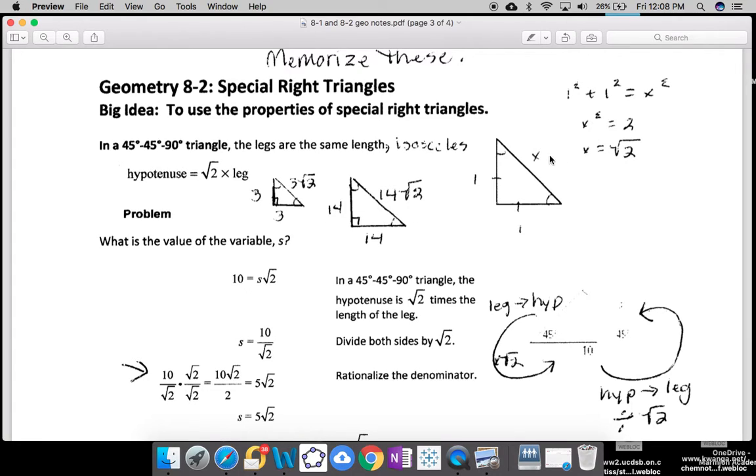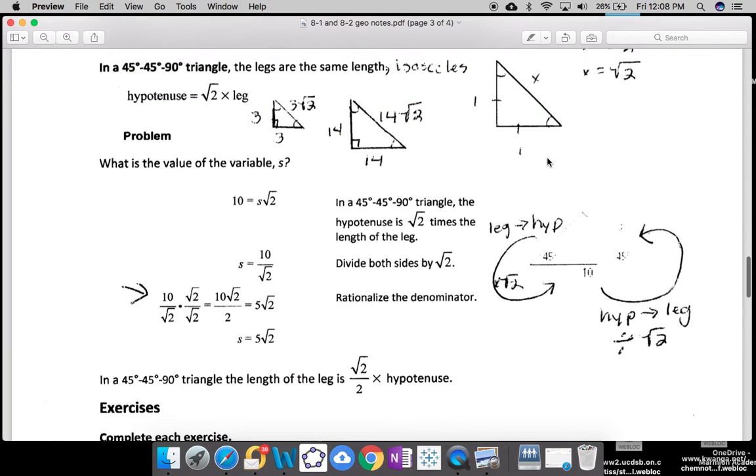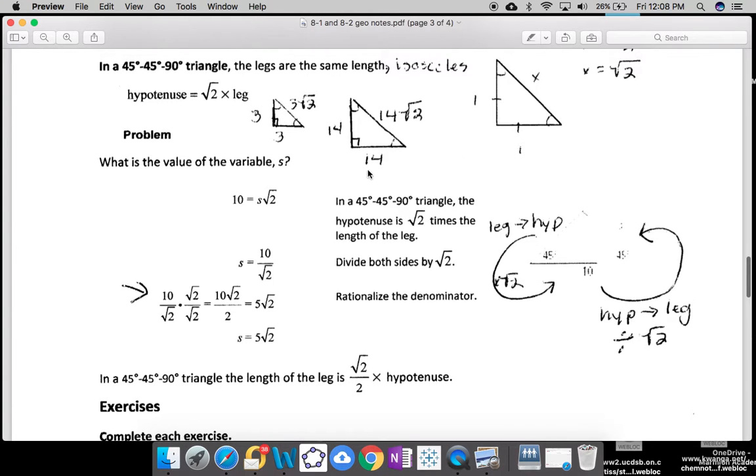They're all similar triangles. They have the same ratios: 1, 1, square root of 2. Okay, given one side, how do we calculate the other? Well, if we're going from leg to hypotenuse, it's easy. It's multiplying by the square root of 2.